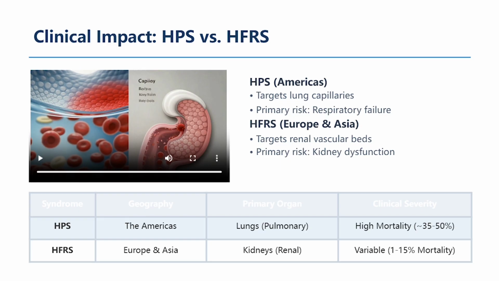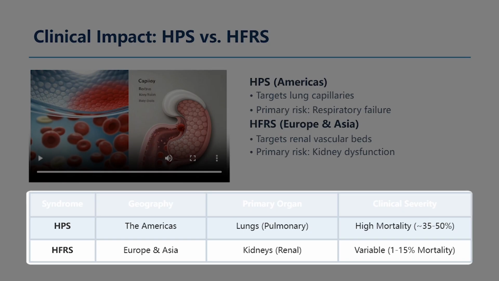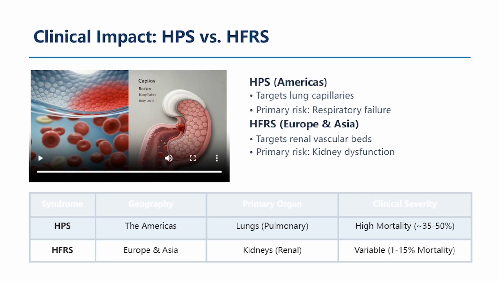In contrast, this table highlights hemorrhagic fever with renal syndrome, or HFRS, which is more common across Europe and Asia. While HPS attacks the lungs, HFRS focuses on the kidneys. You can see the variations in severity and symptoms here, which are essential for clinicians to distinguish when a patient presents with a suspected infection.